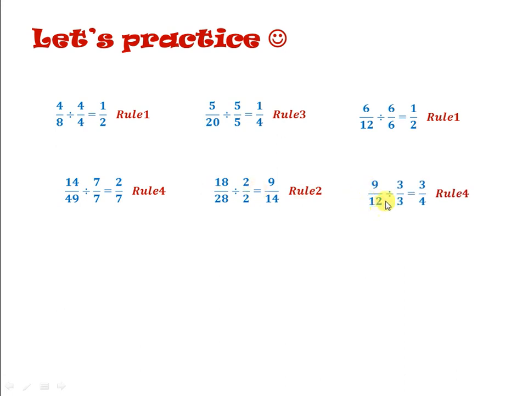9 over 12. Now I have one odd number and one even number. So this is rule number 4. Let's divide by 3 up and down. 9 divided by 3 is equal to 3. 12 divided by 3 is equal to 4. And this is the simplest form.